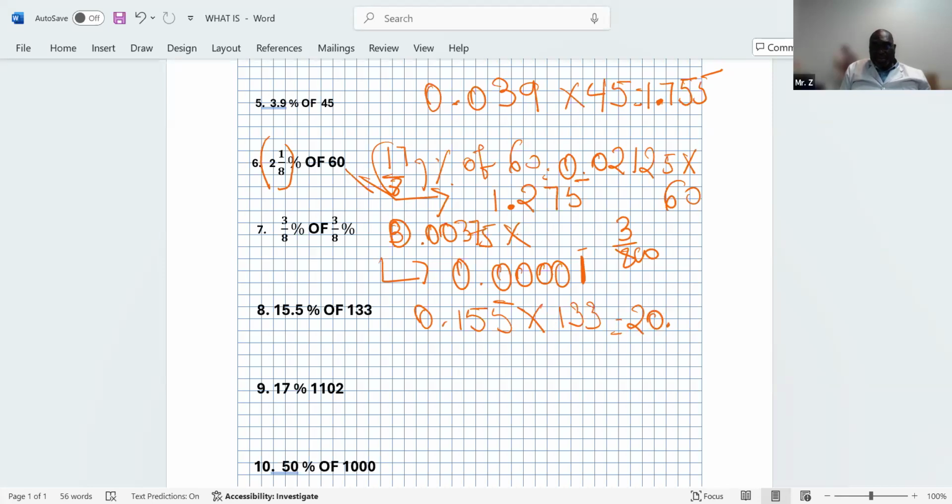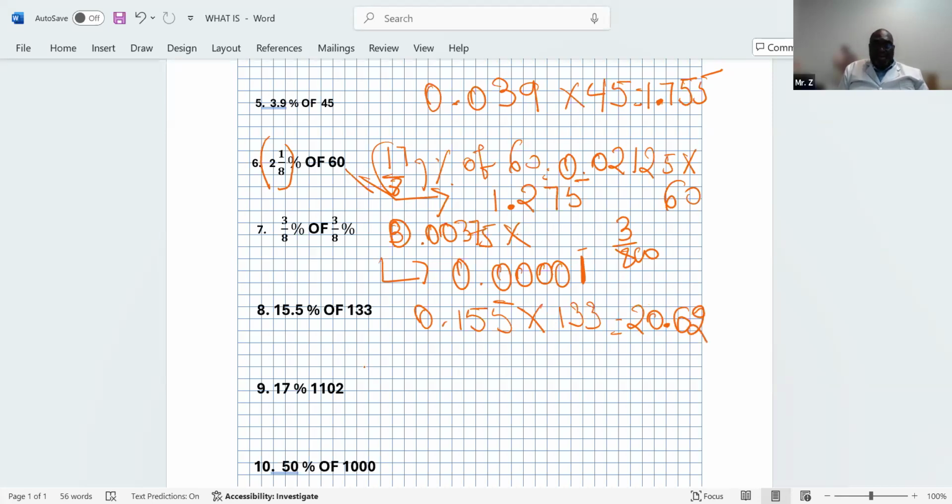Now your answer, you have 20.6. If they ask you to stop at the one place after the decimal, it's going to be 26. If they do not ask you, the general rule is to stop at the second place, which is going to be 2, because the answer is 2061.5. When you stop at the second place, you got 5 after 1, so this is going to become 2.